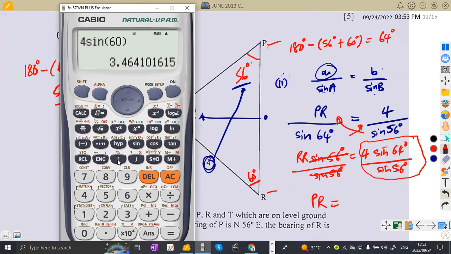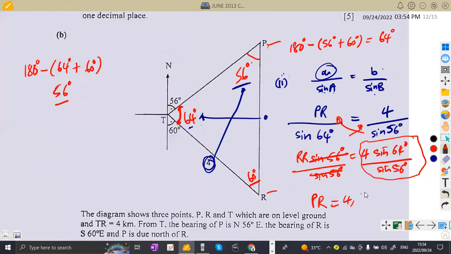If you are using DAL, you open a bracket, you write 4 sine 64 degrees, then open a bracket again. Then you divide by sine 56. So now it's only that here. If I use sine, it automatically opens the bracket. I don't know if it's going to be clear, but it's going to be 4.336 something like that.